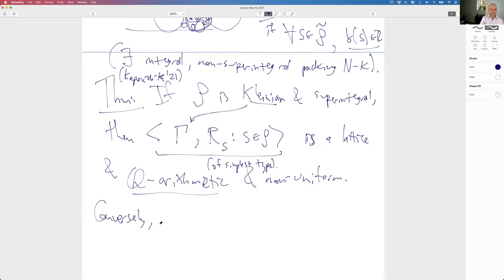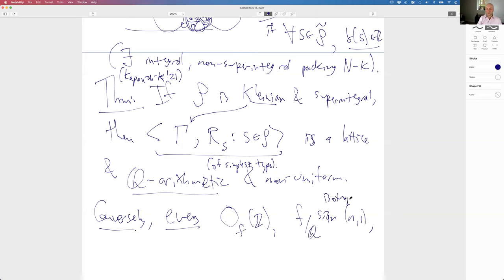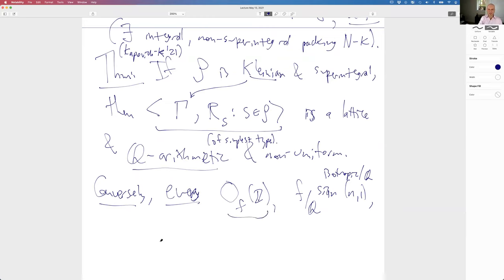Conversely, every Q arithmetic group of simplest type, non-uniform, equivalently every O of F over Z, where F is defined over Q, has signature (n,1), and is isotropic over Q, every such thing is commensurate to this object called the supergroup of a superintegral Kleinian packing.